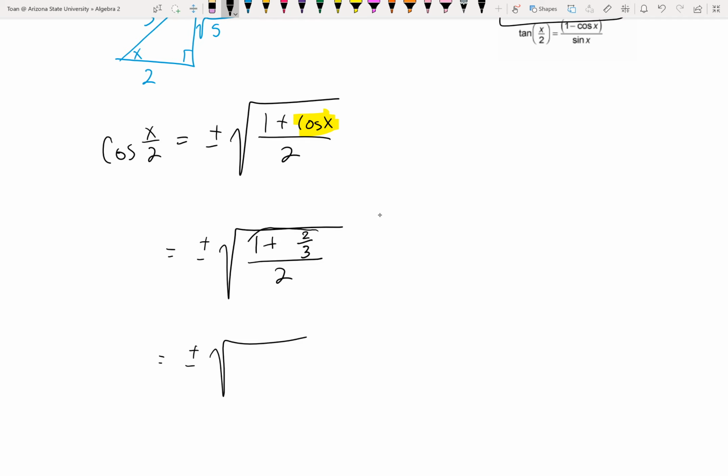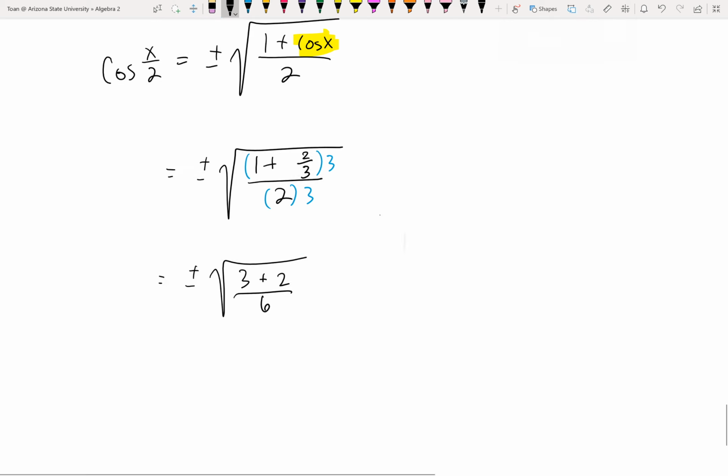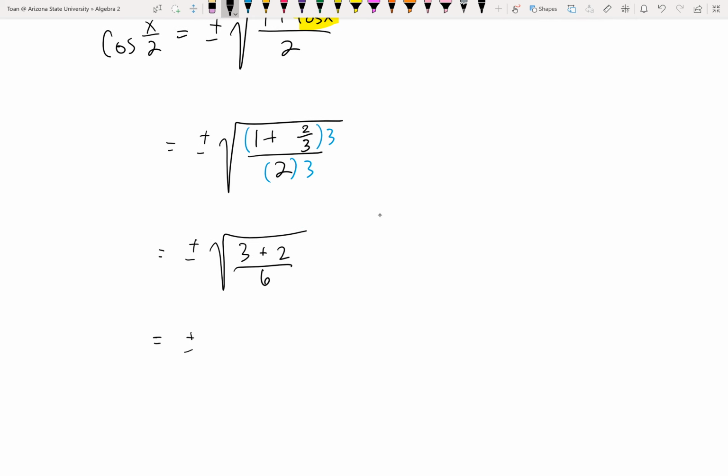So notice we have a compound fraction here. So I like to simplify it by clearing the fraction. So the LCD is just 3. That's the only denominator we have. So I'm going to multiply everything by 3. And that gives us 3 plus 2 all over 6. So that's 5/6, plus or minus the square root of 5/6.